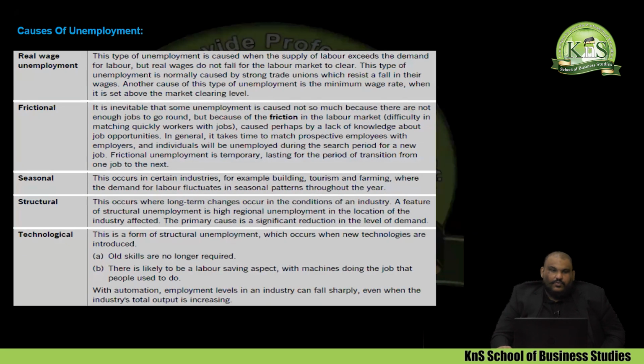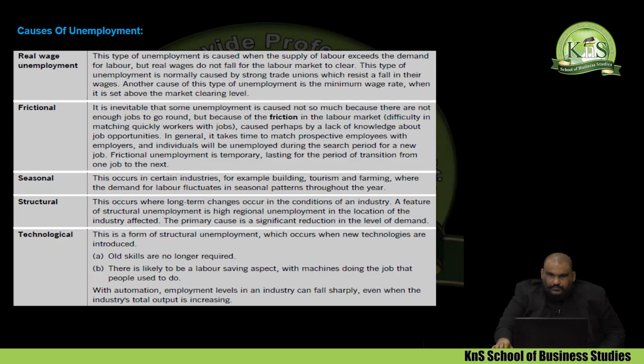First, we have the real wage unemployment, okay? Now, this happens when there are so many people available to work, but there are not enough jobs, okay? A lot of people who want to work, but very few jobs, okay? That is called real wage unemployment, okay?